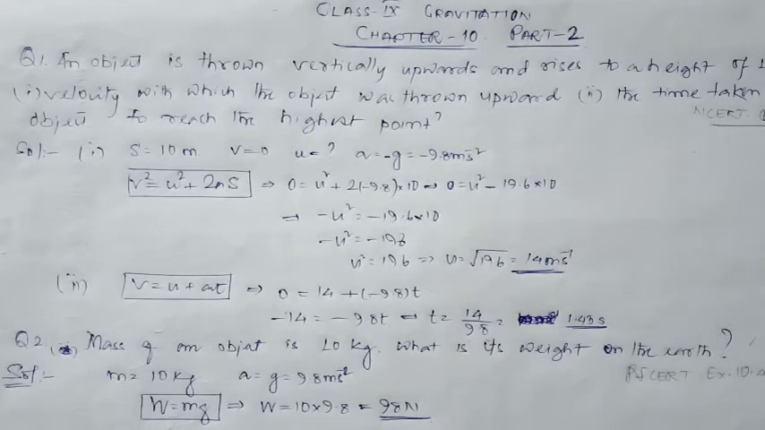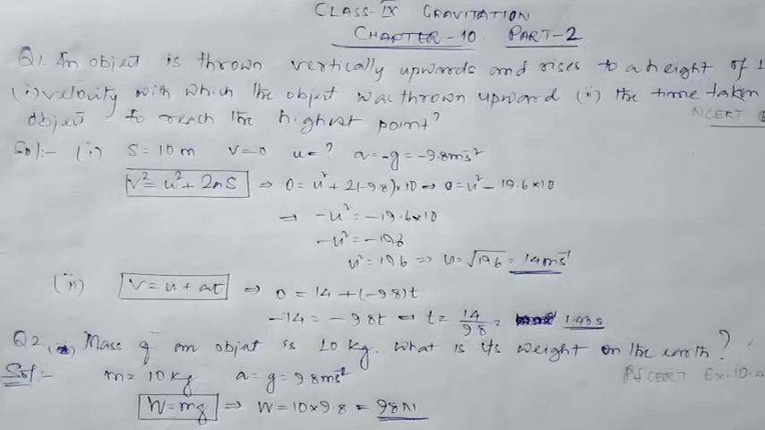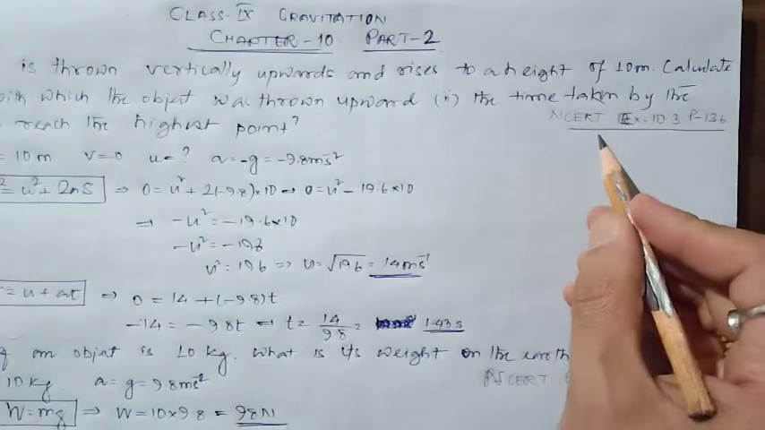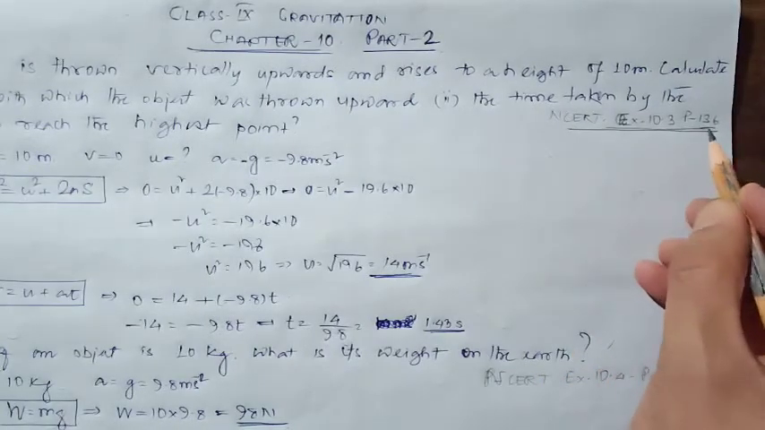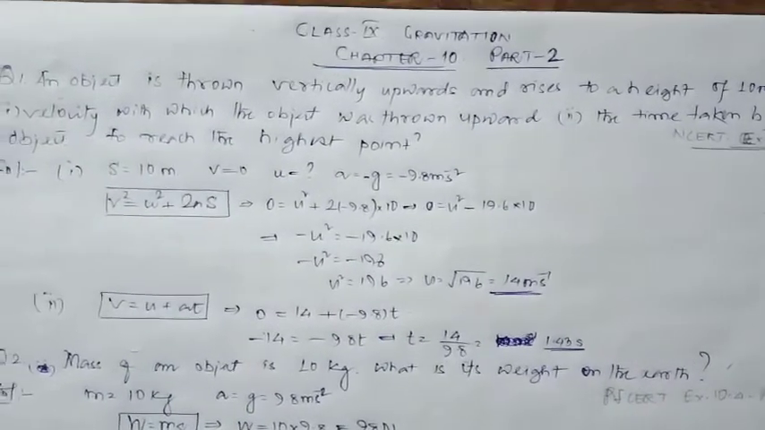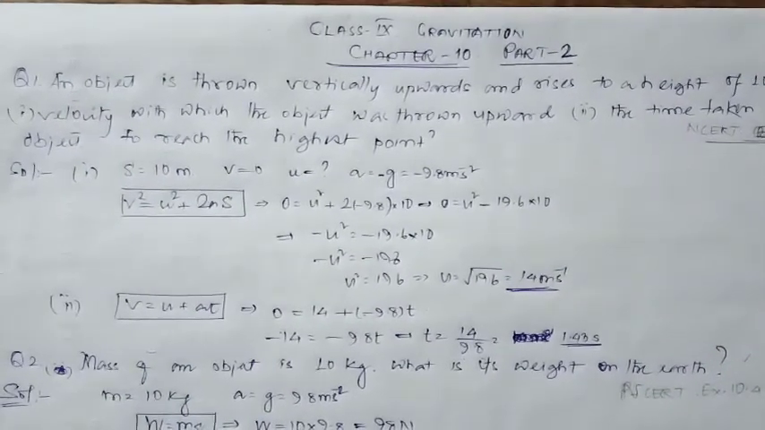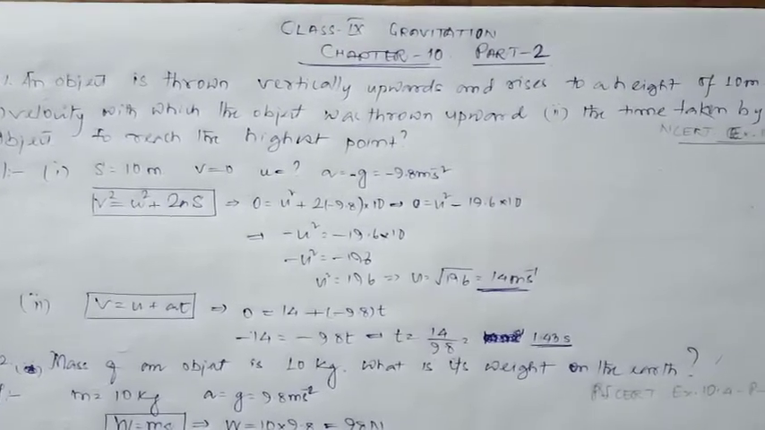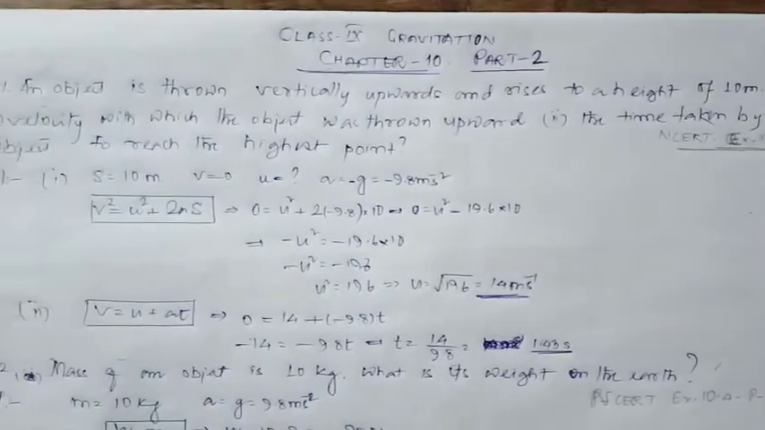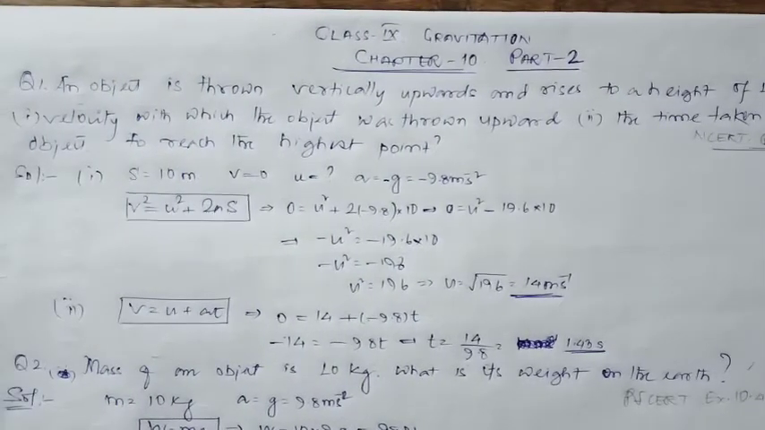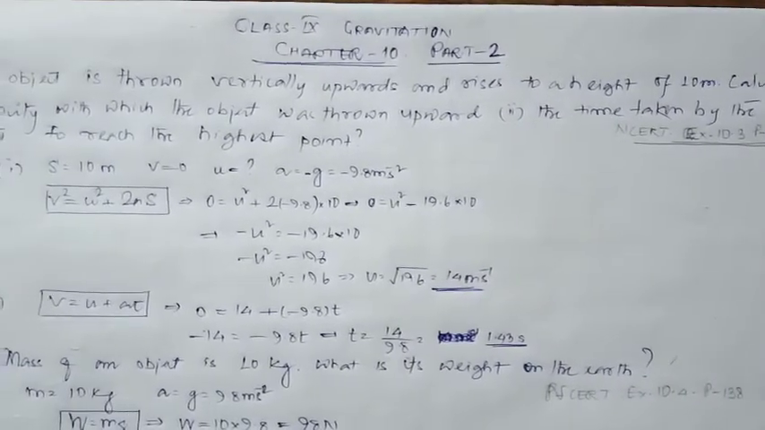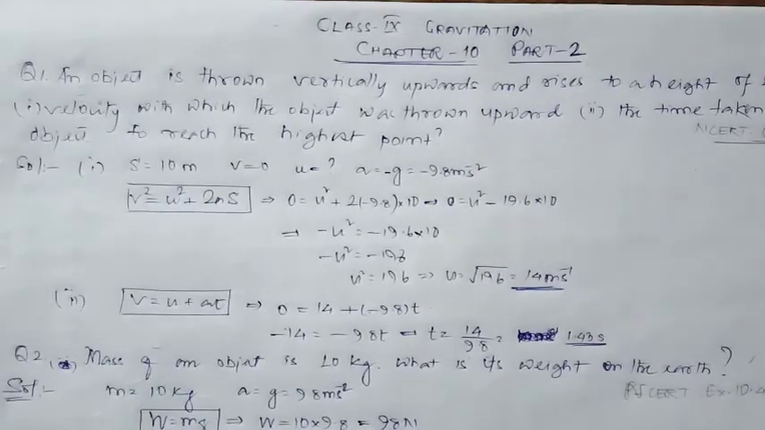The first problem is from our NCERT textbook. It's example number 10.3, page number 136. Let's just read the problem. An object is thrown vertically upward and rises to a height of 10 meters. Calculate: number 1, the velocity with which the object was thrown upward. Number 2, the time taken by the object to reach the highest point.